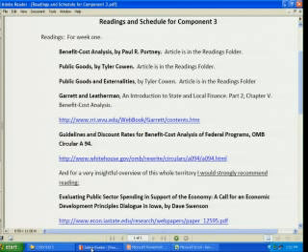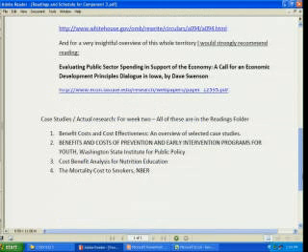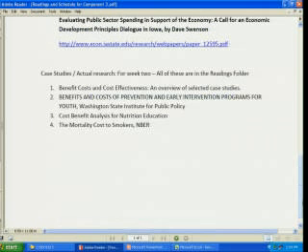I would also recommend reading something that I've posted up there that I wrote called Evaluating Public Sector Spending in Support of the Economy, a Call for Economic Development Principles Dialogue in Iowa. You can go through that, especially the first couple of parts of that will reinforce what you've been learning in this section. The last half of this reading list are case studies, and these are the case studies that I'm going to use in the last lecture to talk about, to give you some ideas.